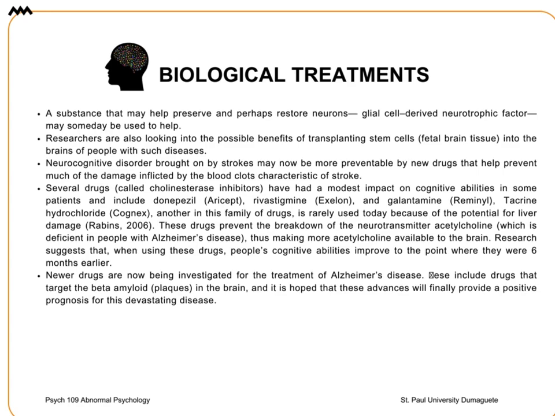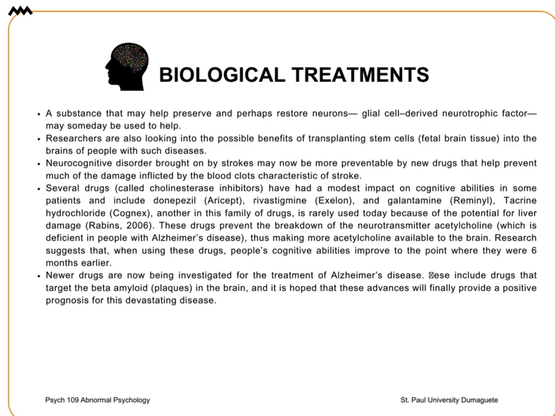So, biological treatments: we have a substance that may help preserve and perhaps restore neurons. Glial cell derived neurotrophic factor may someday be used to help. Researchers are also looking into the possible benefits of transplanting stem cells and fetal brain tissue into the brains of people with such diseases. Neurocognitive disorder brought on by strokes may now be more preventable by new drugs that help prevent much of the damage inflicted by the blood clots characteristic of stroke.